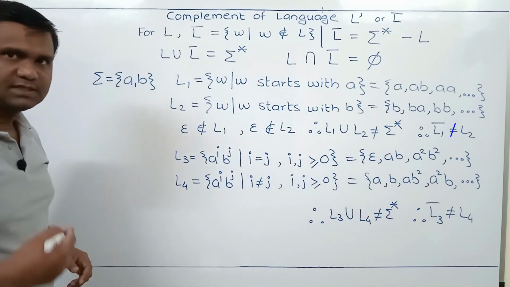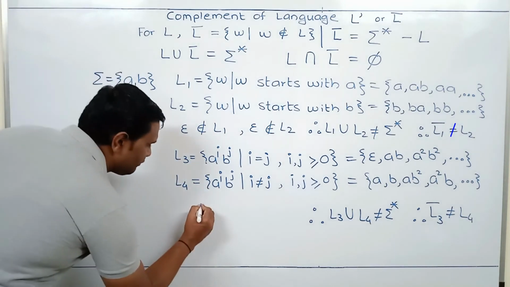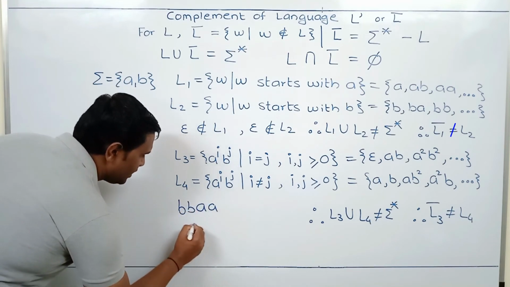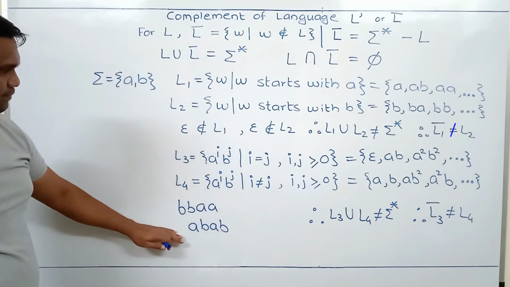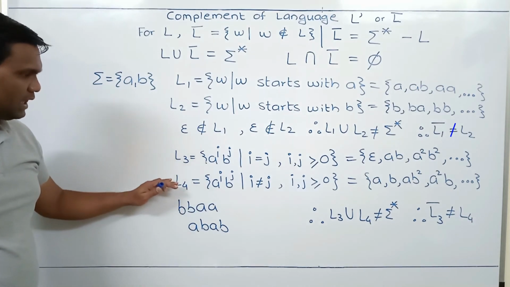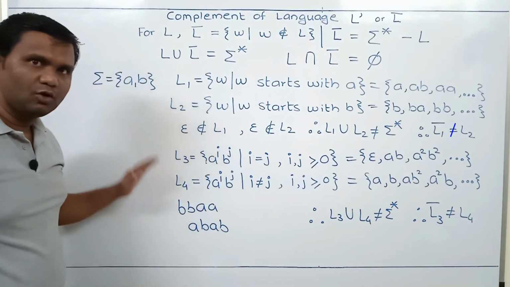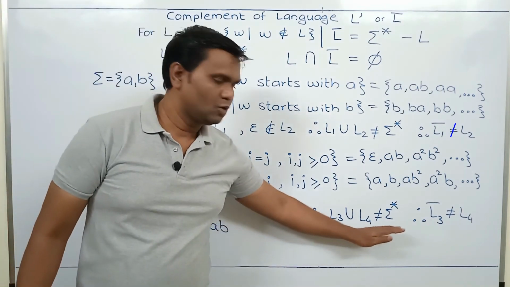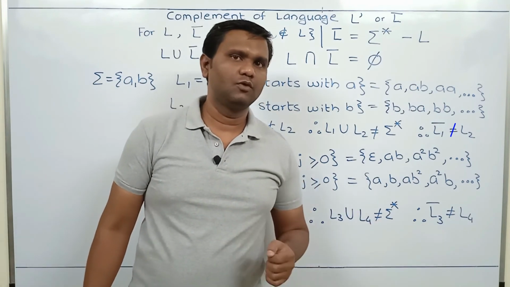But there are some strings which do not follow any of these two forms. So if you consider strings like bbaa, ba, aba, then strings like this do not follow the form of L3, they do not follow the form of L4. So for that reason, these strings are not in L3, they are not in L4. So L3 union L4 is not sigma star, and for that reason L3 is not complement of L4.